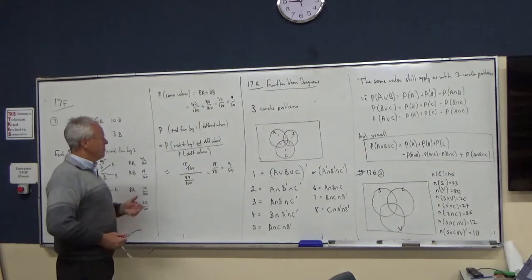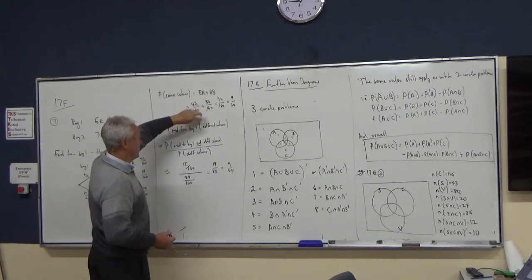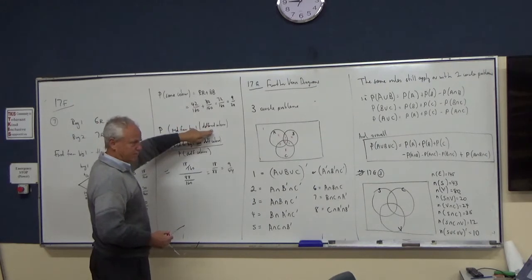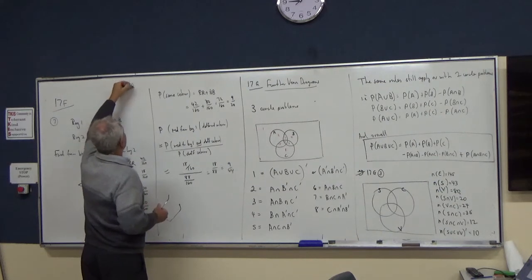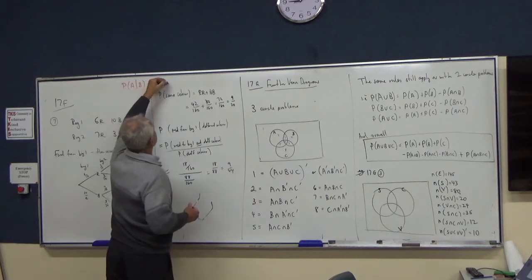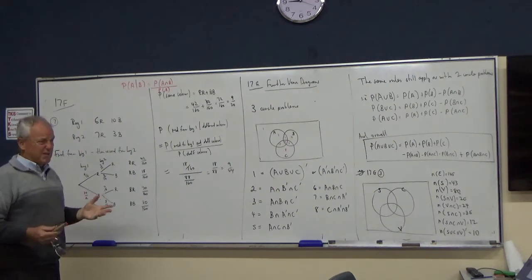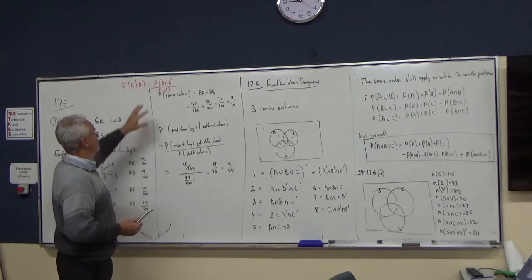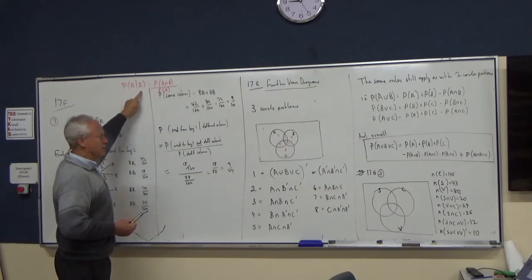So for conditional probability, the probability of A given B is the probability of A intersection B over the probability of B. Probability of A given B equals the probability of A intersection B over the probability of B. Alright, so that's in your data booklet, but it's just the order that it's in. The probability of the intersection over the probability of B.